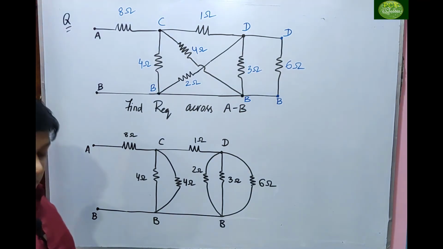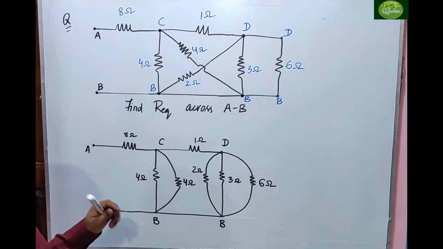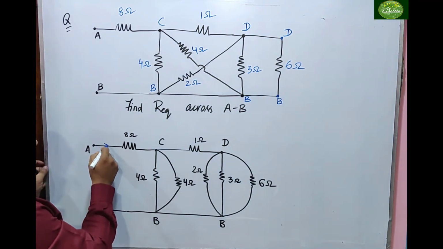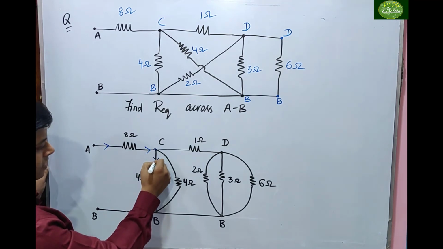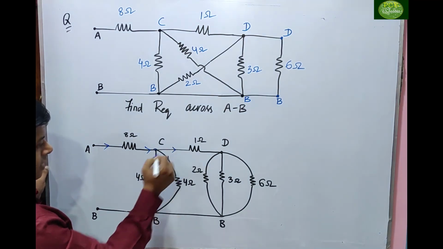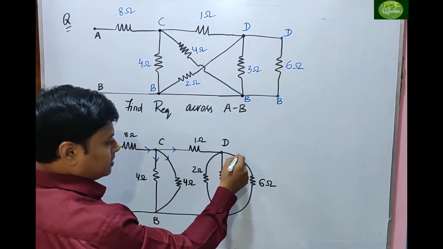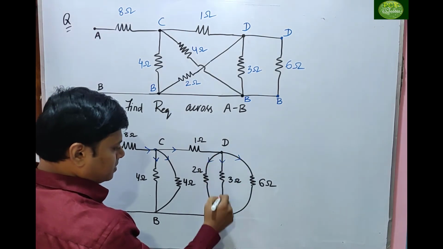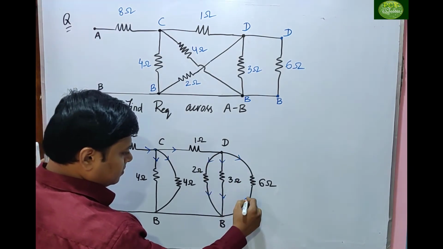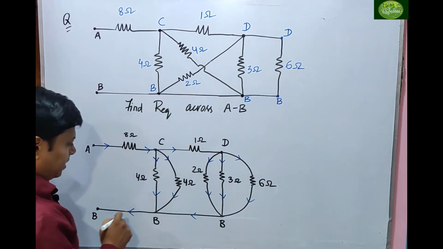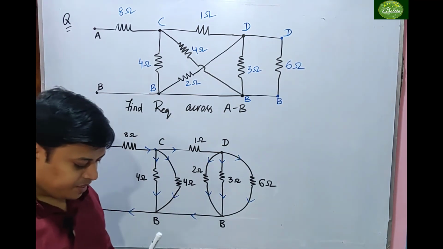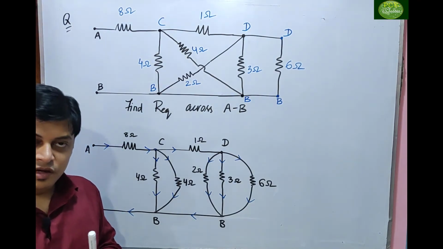Now, what is the first step you have to do? For R equivalent, you have to assume a current direction. Current enters till this node, then after it is divided, then after it's again divided into 3 parts, comes back and comes back to B. Current distribution is also done.